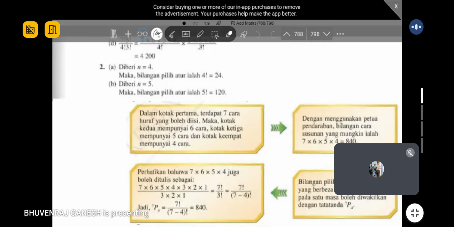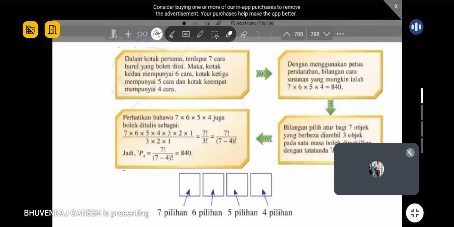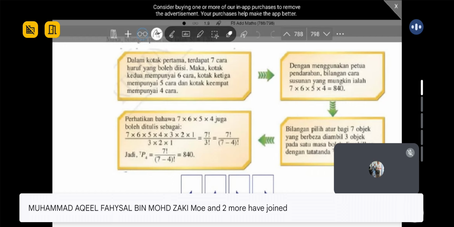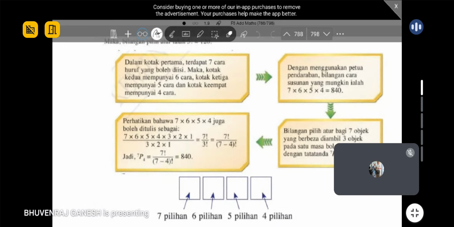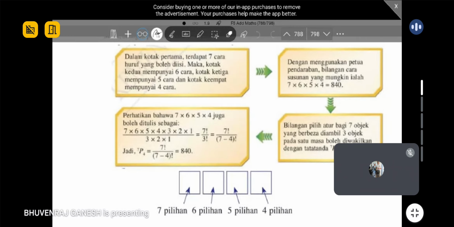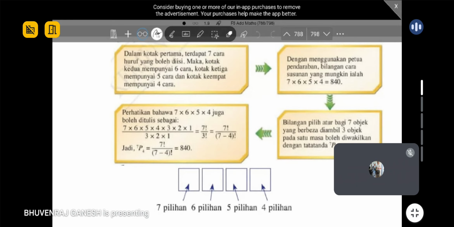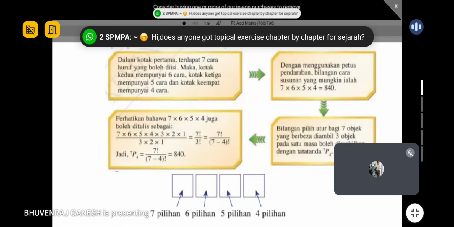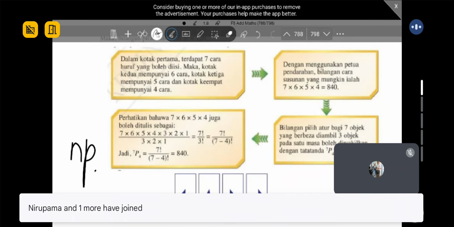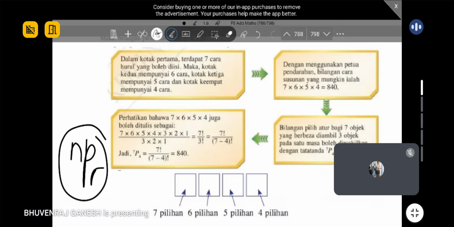Okay, so today we are going to focus on Form 4, Form 5, Chapter 4, 4.1, Permutation and Combination. Pilih atur. Okay, if got time, we will enter 4.2, which is combination, gabungan. But I think today we can finish only 4.1. Okay, permutation, pilih atur. Okay, guys, basically today what we are going to talk about is this formula, nPr. We are going to understand this formula today. Kita akan cuba memahami rumus ni.